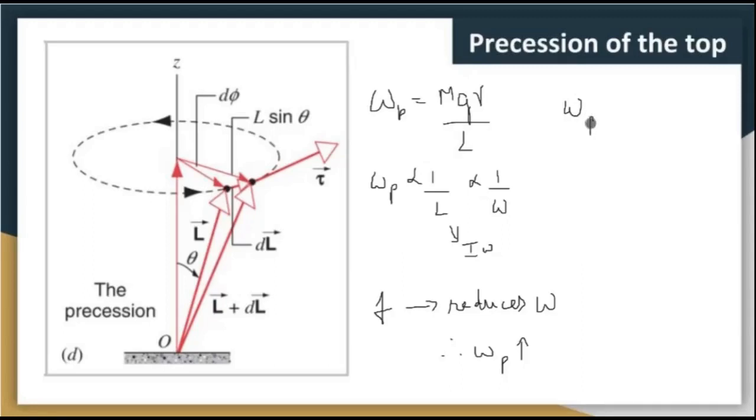So let's derive a relation between torque and omega p. We know omega p is equal to tau by L sin theta. So this gives us tau is equal to omega p L sin theta. And this can be written as tau vector is equal to omega p vector cross L vector. And the direction of omega p is along the z axis.